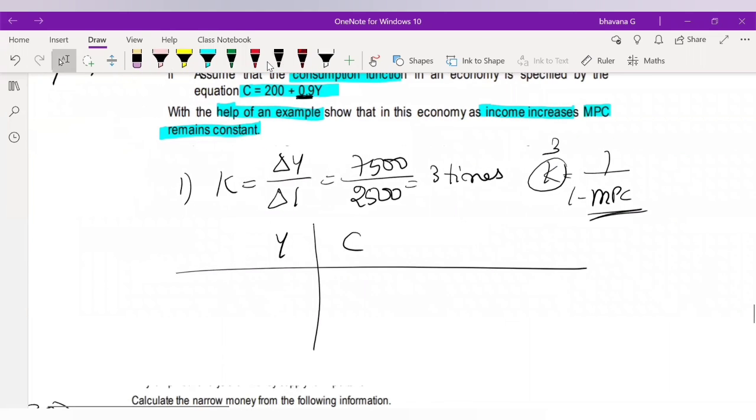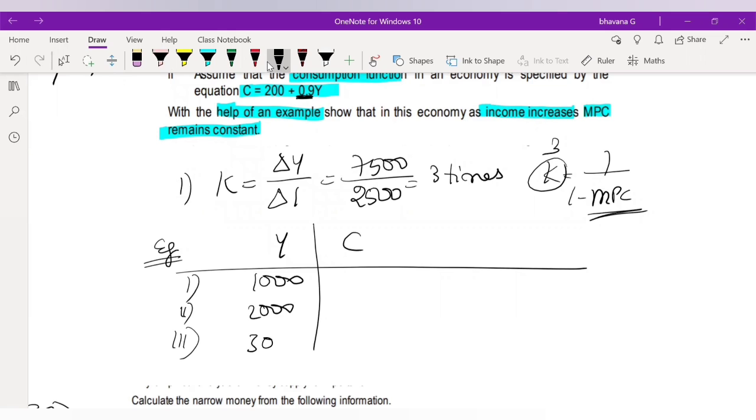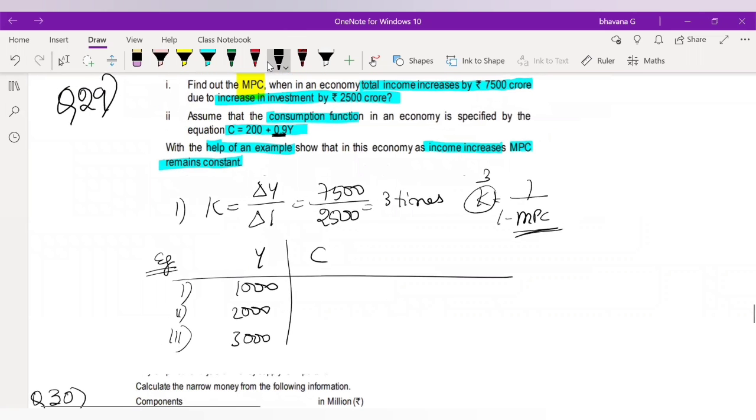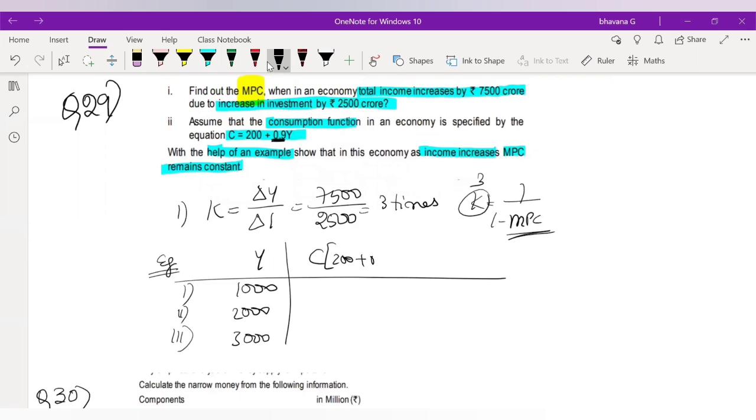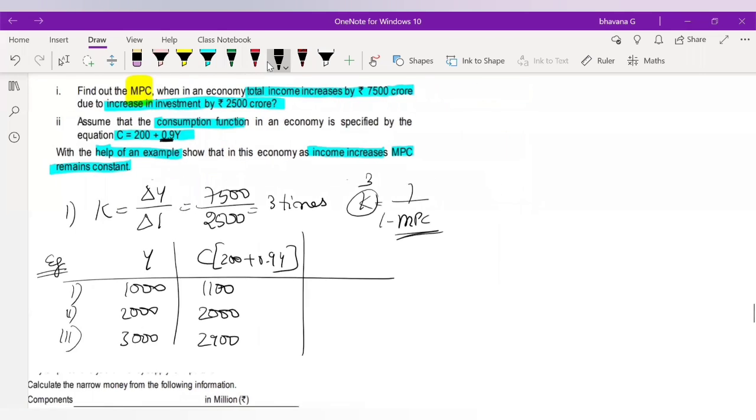Okay. So suppose we take, for example, 3 incomes: 1,000, 2,000 and 3,000. Now what will be the consumption then? For consumption, you have to use the formula 200 plus 0.95. If you apply this formula, for an income of 1,000 your consumption will be 1,100. For an income of 2,000, your consumption will be 2,000. For an income of 3,000, your consumption is going to be 2,900. Okay. So this is your consumption.